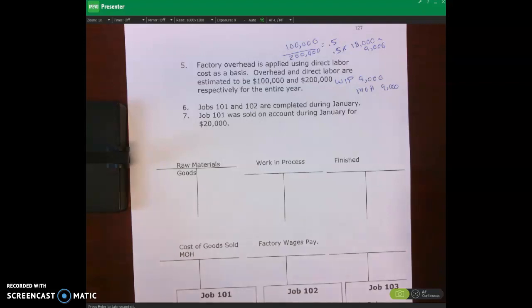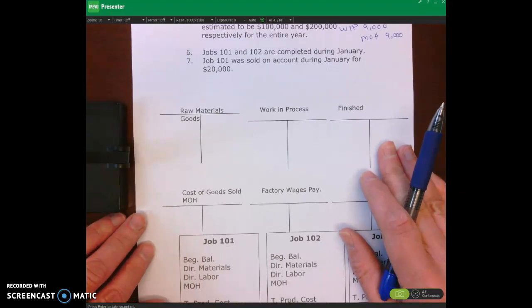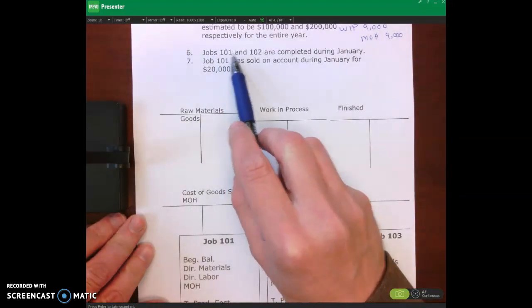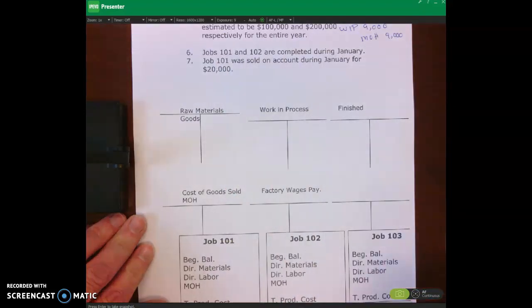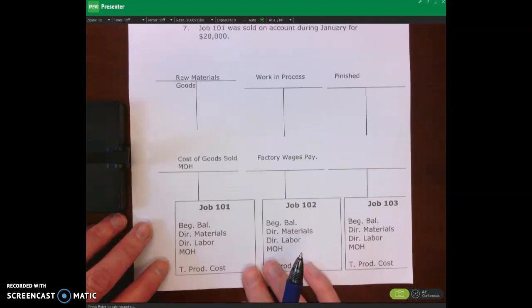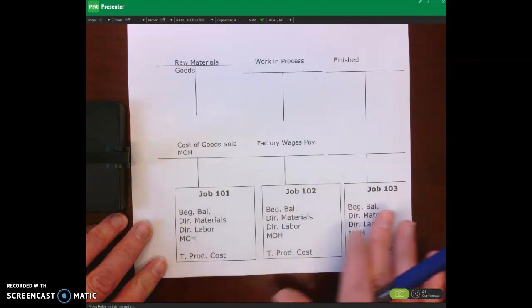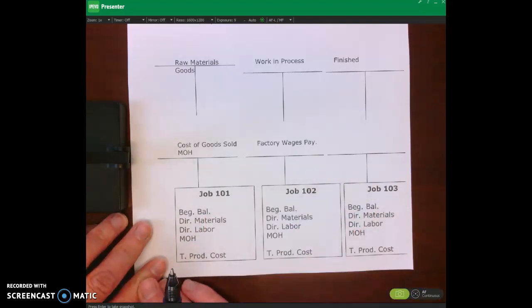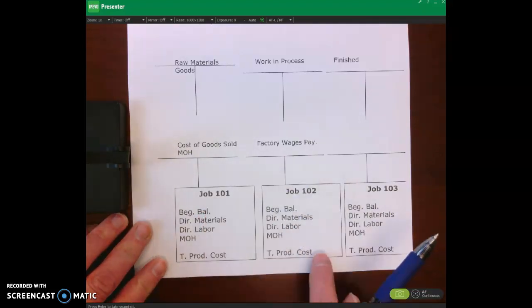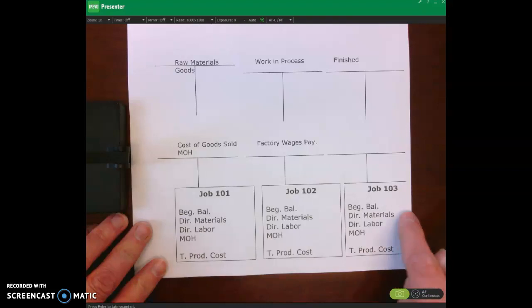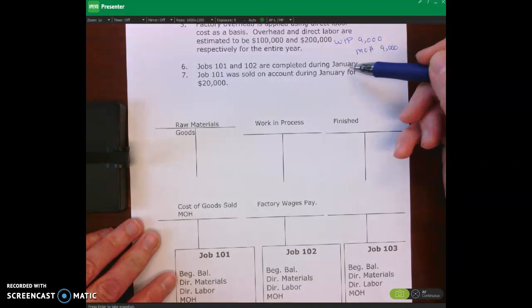Okay? So, as I was saying, we're going to do numbers 6 and 7 together. Number 6, jobs 101 and 102 are completed. And number 7, job 101 was sold. In order to do numbers 6 and 7, we need to look at our job cost sheets. That's what these are down here. These are simulating job cost sheets. We need to look at this because we have to figure out the total cost of job 101 and the total cost of job 102 and 103 in order to do this journal entry and also this journal entry.